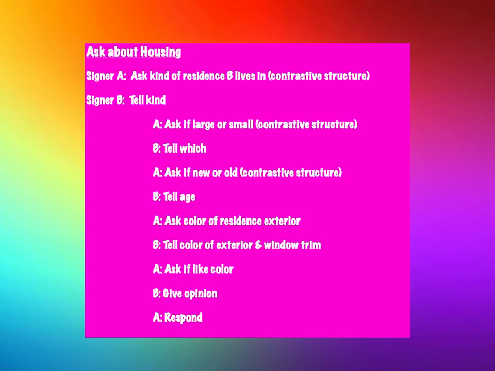Here is the script for how you're going to be using your contrastive structure and asking about housing. So for signer A, you will begin by asking what type of residence B lives in, and you'll use contrastive structure to do that. And then you will go on to signer B by telling what kind of house that you live in. And then you'll go back and forth, and I'll show you in the next video.